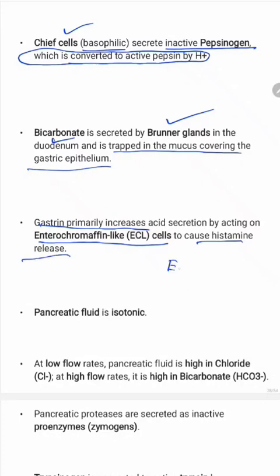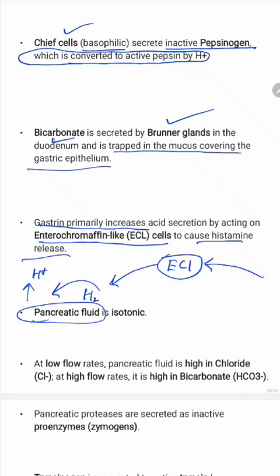Now, gastrin primarily increases acid secretion by acting on ECL cells to cause histamine release. Okay, these are ECL cells and their function is to secrete histamine, and histamine will cause the parietal cell to secrete H plus. Okay, so this gastrin acts on this ECL cell and it secretes histamine. In turn, it increases the H plus secretion.